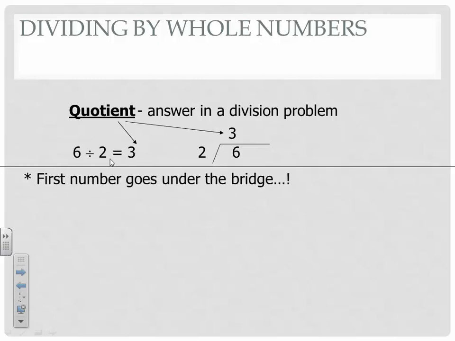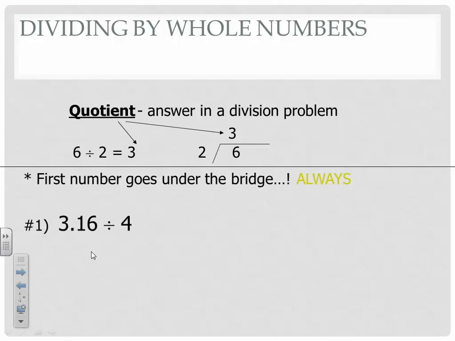Alright, if you see something listed horizontally like this, the first number, it's always the first number, in this case it's 6, that goes under the bridge. I call this little thing a bridge. The 6 is the first thing that goes underneath there. So whatever the first number is, it doesn't have to be bigger or smaller, the first number goes under the bridge.